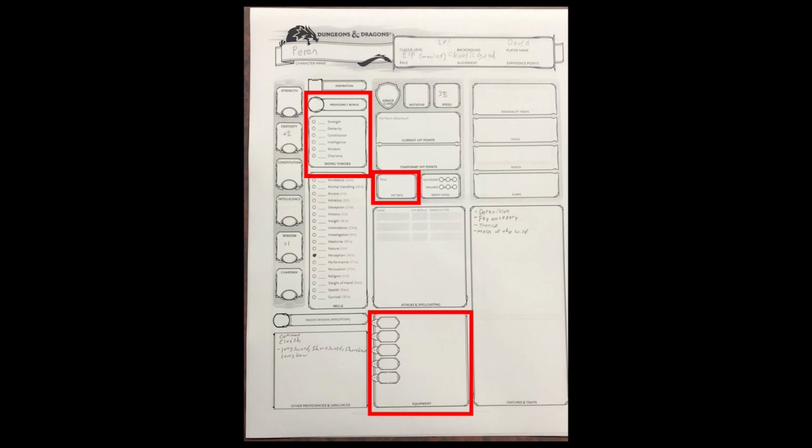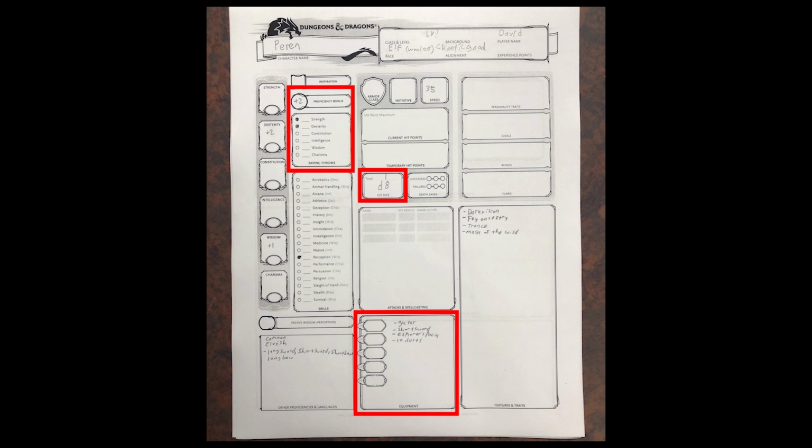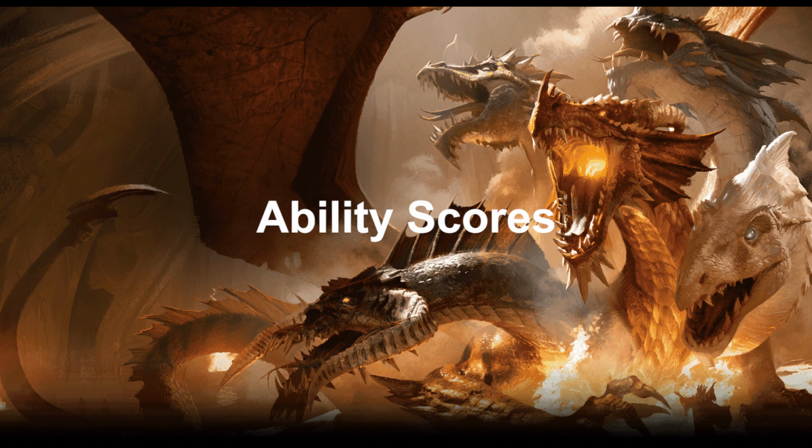Starting with my saving throws, I will bubble in the strength and dexterity saving throw, since this is what the class features told me I was proficient in. I will also write my hit dice, which is 1d8, in the hit dice section in the middle of the page. Then I will write the equipment that I start off with in the equipment section at the bottom of the page. Now we will use our dice to roll the ability scores of our characters.